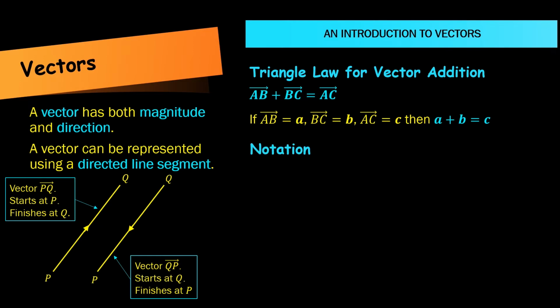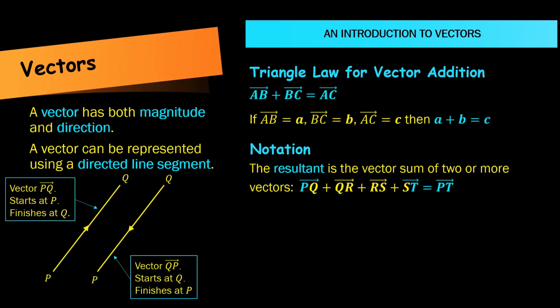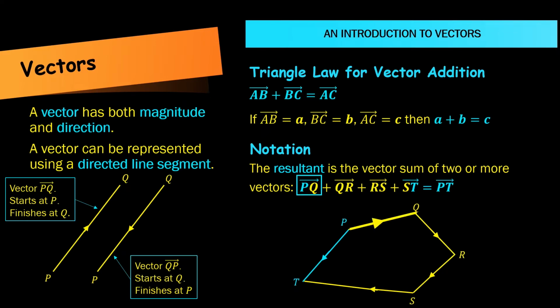Let's take a look at some notation. The resultant is the vector sum of 2 or more vectors. So PQ plus QR plus RS plus ST equals P to T, or PT. So here's PQ, QR, RS, and ST. And of course the resultant is PT, as shown.